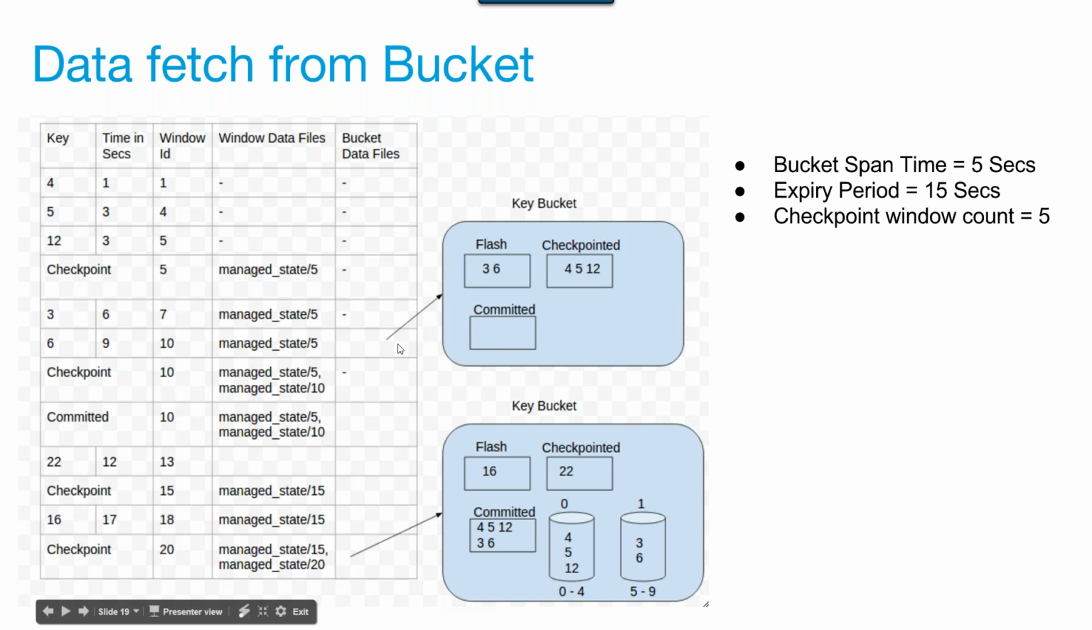For example, if you are searching for key 12, first it searches in the flash. Key 12 is not present in the flash, so it checks the checkpointed segment. Key 12 is present in the checkpointed segment, so it returns the value.